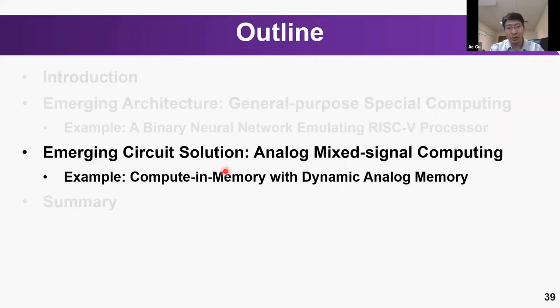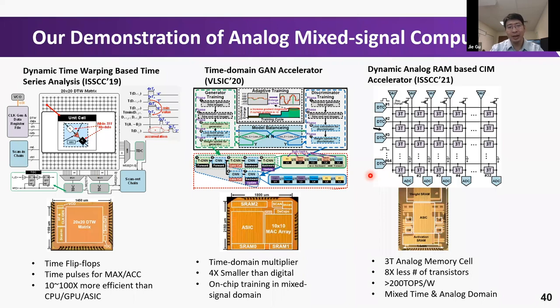Now I'm going to switch gear to our second topic, which is at circuit level. I'll try to stay at a high level to save time. So at circuit level, what we try to do is leverage very special analog mixed signal computing to again accelerate modern deep learning tasks. Here I just give a quick summary, because over the past 2 or 3 years, we have developed many accelerators using analog mixed signal computing, right?